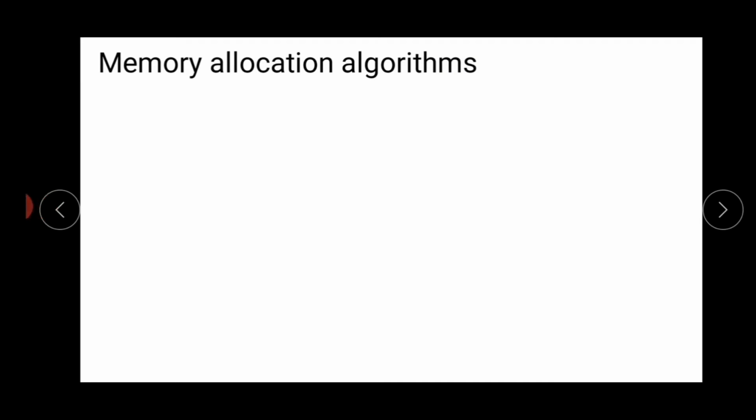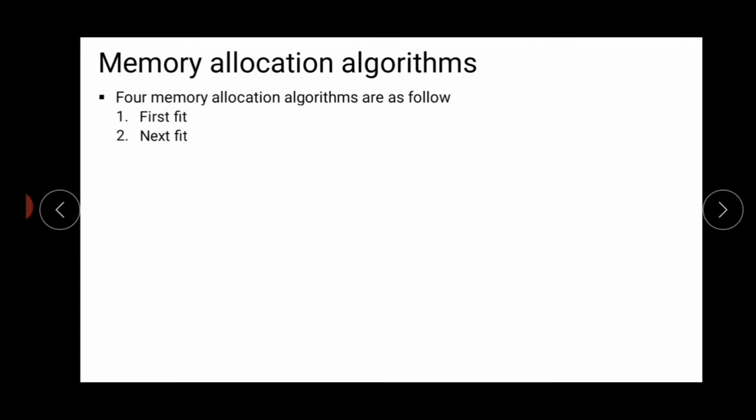The next concept is memory allocation algorithms. Here we have four different memory allocation algorithms. The first one is first fit, the next one is next fit, the third one is best fit, and the fourth one is worst fit. Let us see all the algorithms one by one. The first algorithm is first fit.